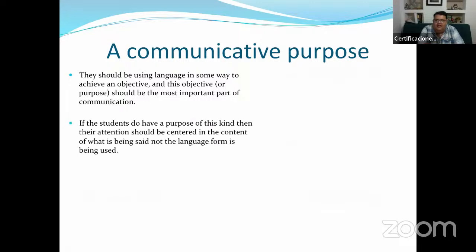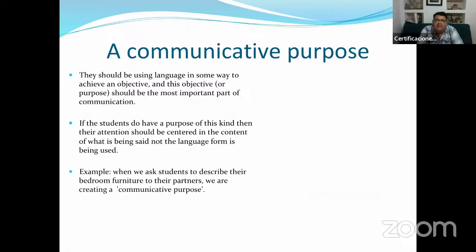If the students have a purpose of this kind, then their attention should be centered in the content of what is being said, not the language form being used. Good, excellent. Example. When we ask students to describe their bedroom's furniture to their partners, we are creating a communicative purpose. Very good.